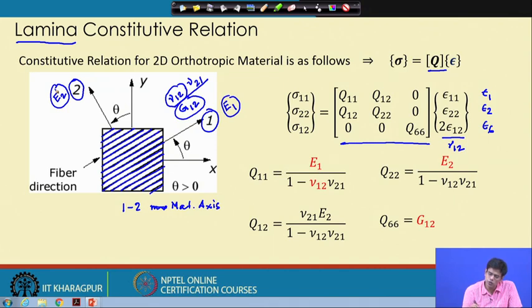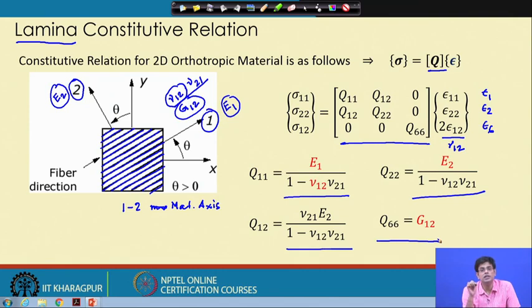Now with this we can write how the Qij's will look. These are the forms, and these forms we also learned in our previous classes, how to obtain them, because we essentially do 3 tests here.